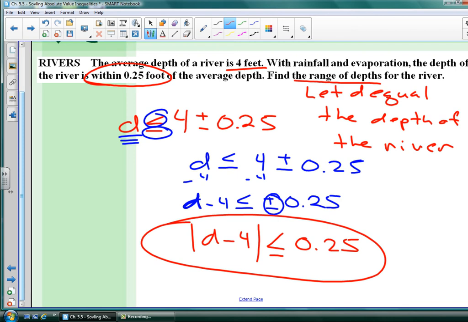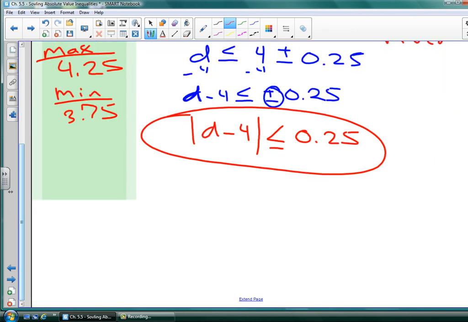We didn't have to go that far specifically because they're asking what the range is. Well, the range should be 4 plus 0.25. That's the highest, the max. And then the minimum should be 4 minus 0.25, which would be 3.75. So based on what we have written here, I know my answer is going to be between 3.75 and 4.25.